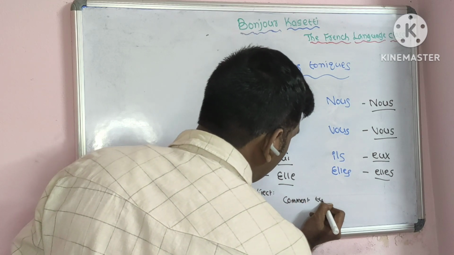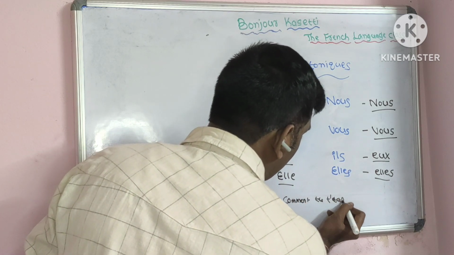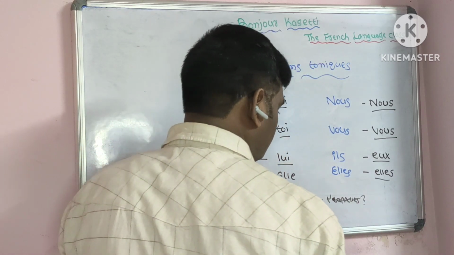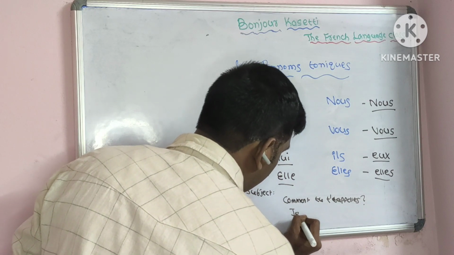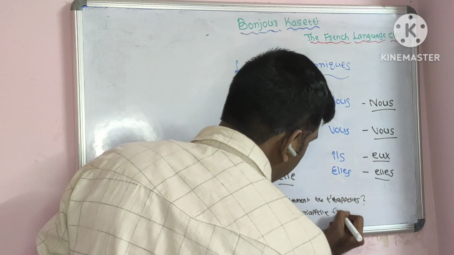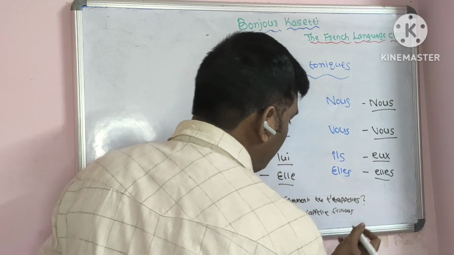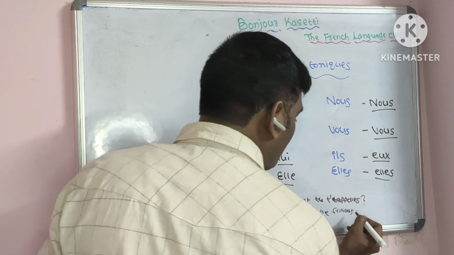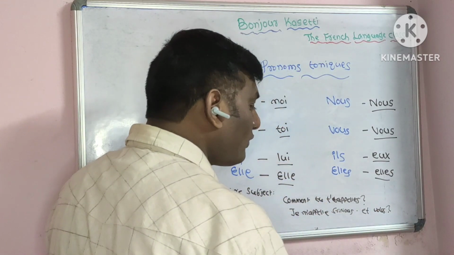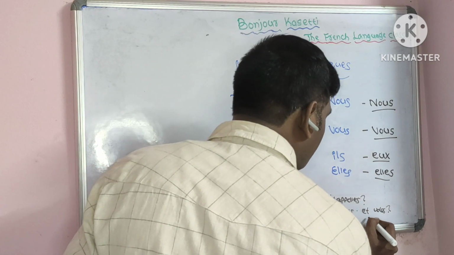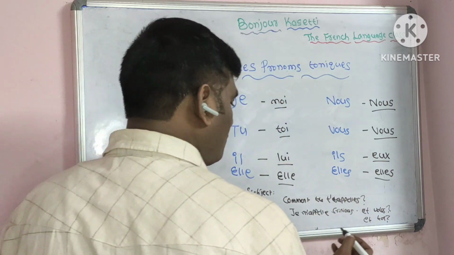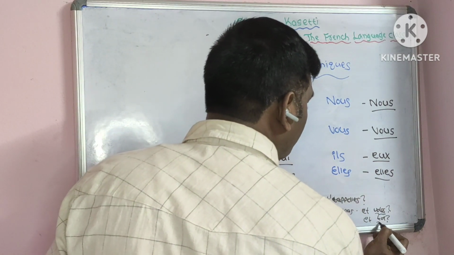Someone asks you, comment tu t'appelles? What is your name? Then how will you say? Je m'appelle Srinivas. And after my answer, I can ask them, no? Et vous? What's your name? Or how about you? Or et toi? In this scenario also, we are using a pronoun tonic.